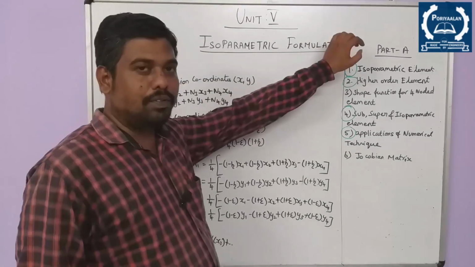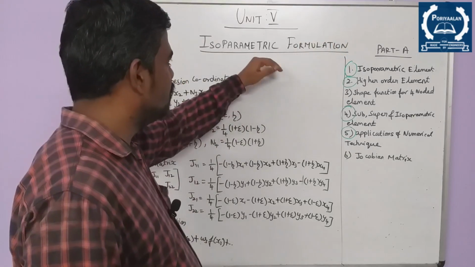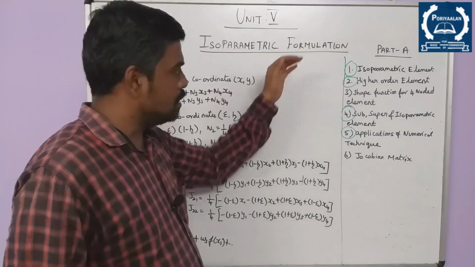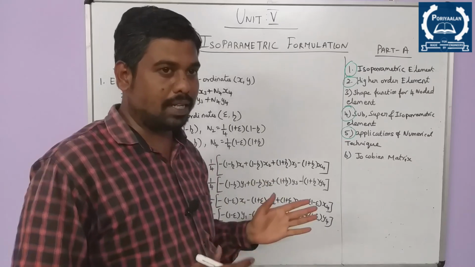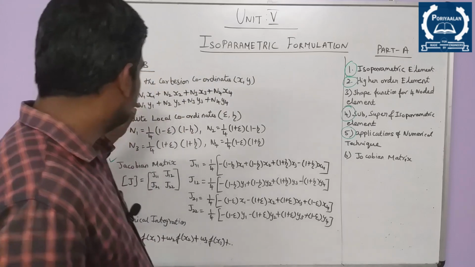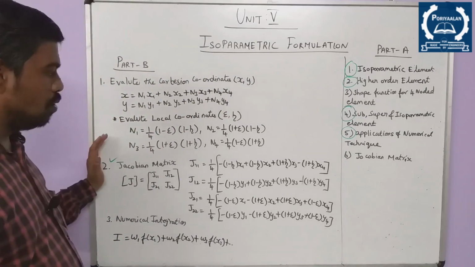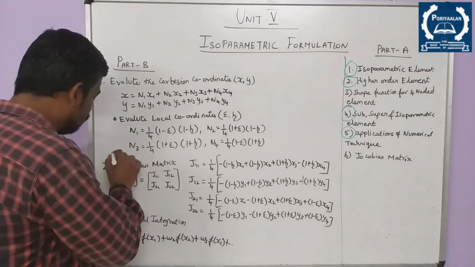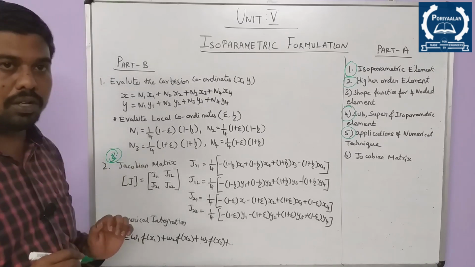Next we are moving to unit 5. Unit 5 is isoparametric formulation. Unit 4 is only for axisymmetric element, and the next, unit 5, is isoparametric formulation. Here you have to concentrate on the Jacobian matrix. Jacobian matrix is very important. Definitely one question will come from the Jacobian matrix.